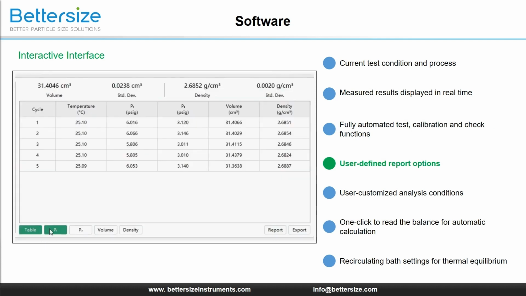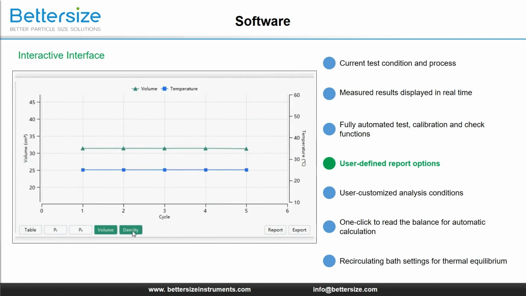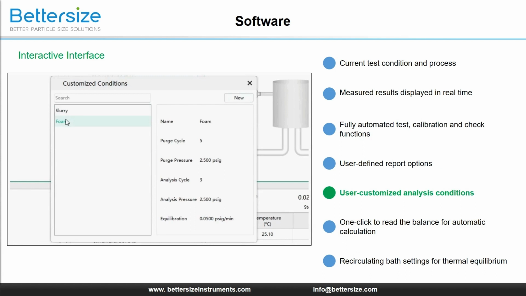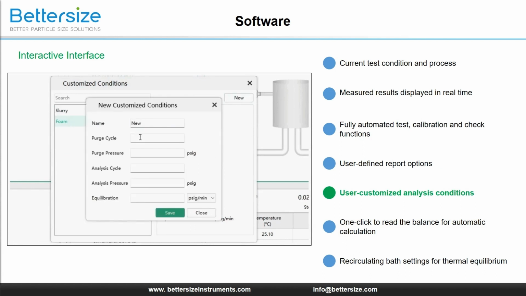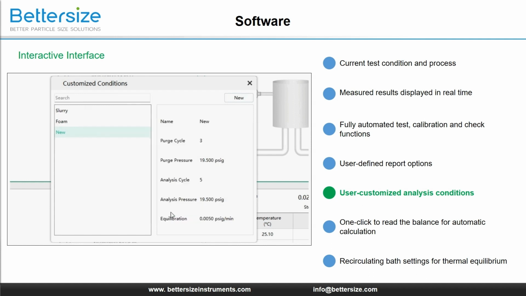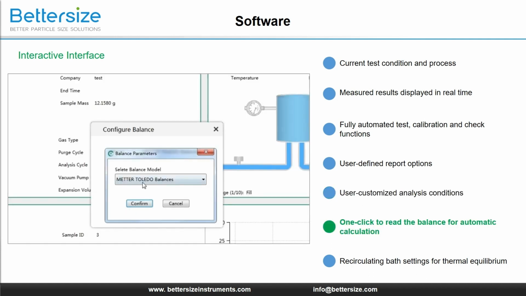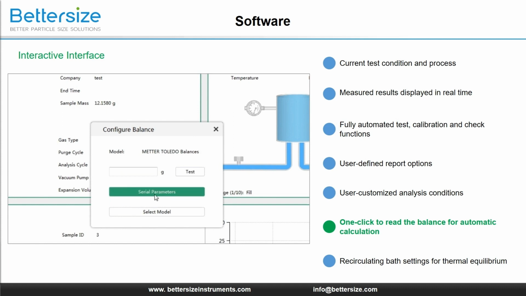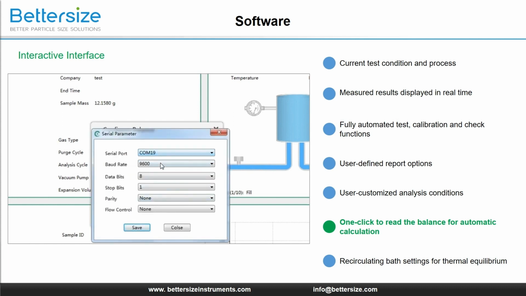Report options provide a simplified or detailed report as required. The operator can customize the analysis conditions and quickly configure them to meet your specific requirements. The balance configuration feature offers one-click saving of the mass in the software, eliminating errors caused by manual entry.